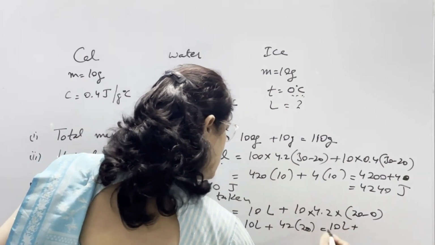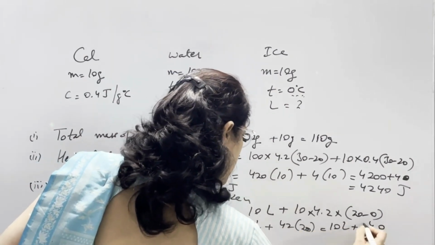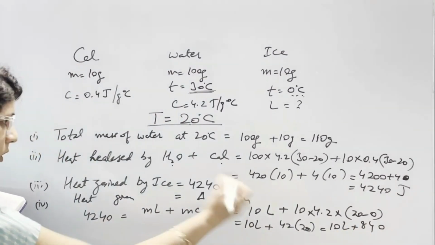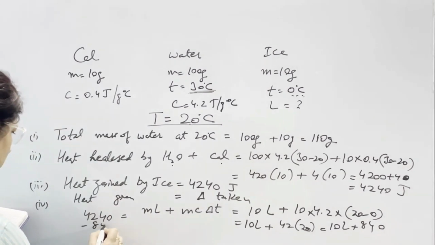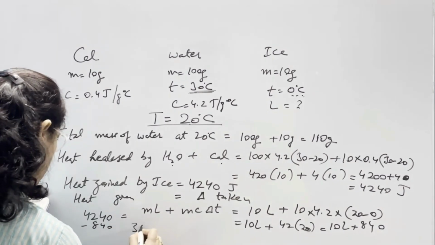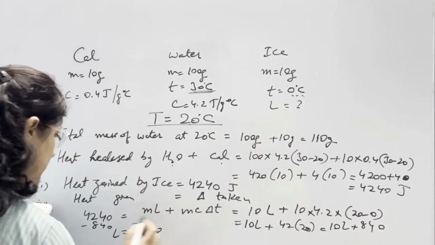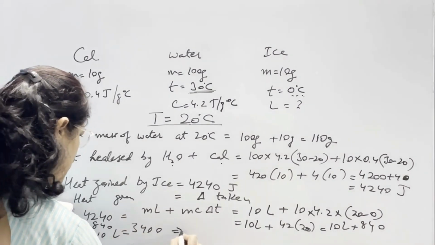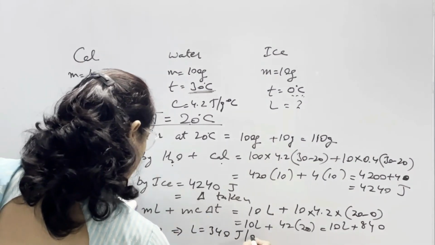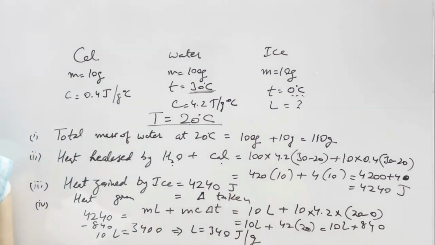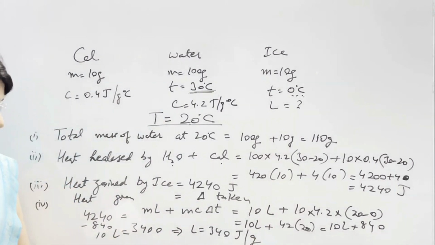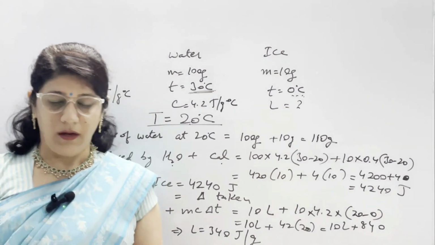So 10L plus 840. Now here, this is 4240 minus 840. So minus 840 I am doing like this. After subtraction we will get 3400. So 10L is equal to 3400, which means L is equal to 340 and the unit is joule per gram. So here we get the specific latent heat of fusion of ice as 340 joule per gram.